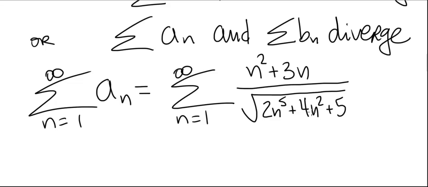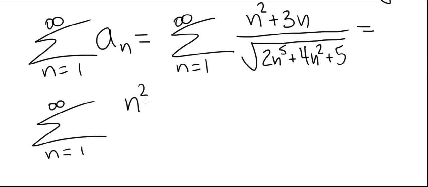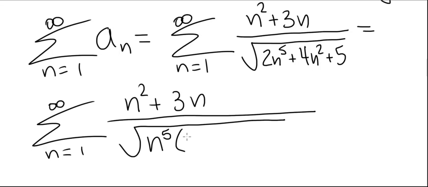Well, before we select it, we want to modify or express the series in a simpler way that will make the selection of b_n easier. And here what we're going to do is factor the highest power of n from the radical in the denominator. So we'll rewrite this as the summation from 1 to infinity of n squared plus 3n, and inside the square root in the denominator, we'll factor out the highest power of n that's there, which is n to the fifth. Then it leaves 2 plus 4 divided by n cubed plus 5 divided by n to the fifth power. We can easily check by multiplying 2 plus 4 over n cubed plus 5 over n to the fifth by n to the fifth that it is in fact 2n to the fifth plus 4n squared plus 5.